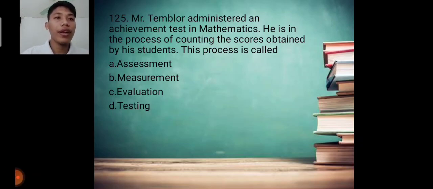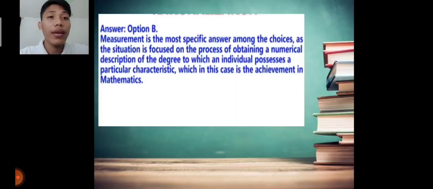125. Mr. Timbler administered an achievement test in mathematics. He is in the process of counting the scores obtained by students. This process is called A. Assessment, B. Measurement, C. Evaluation, D. Testing. From the words counting the scores, the correct answer is the measurement. Why? Measurement is the most specific answer among the choices, as the situation is focused on the process of obtaining a numerical description of the degree to which an individual possesses a particular characteristic, which in this case is the achievement in mathematics. So the correct answer is the measurement.